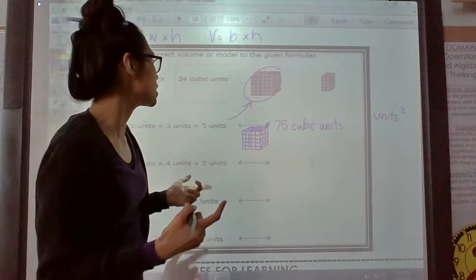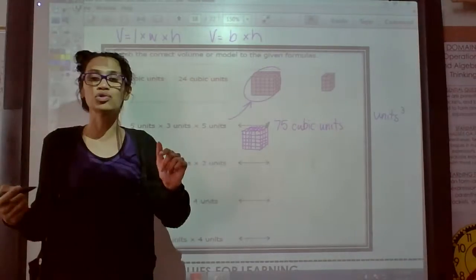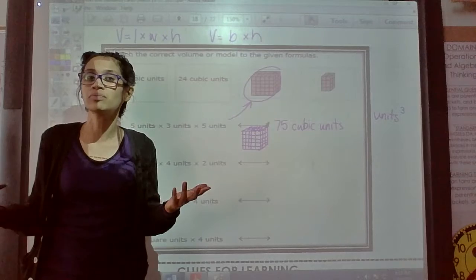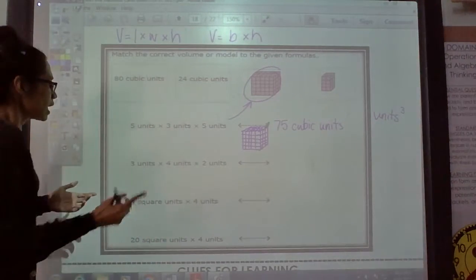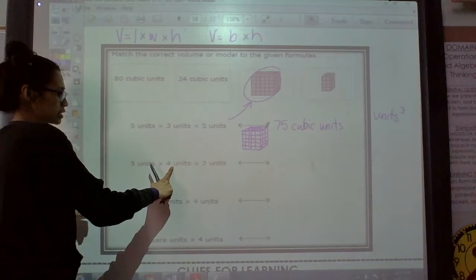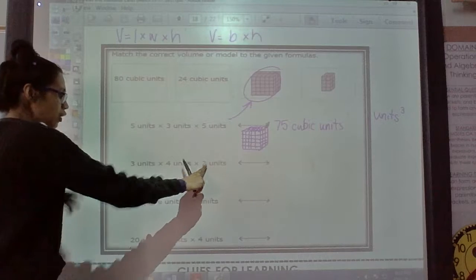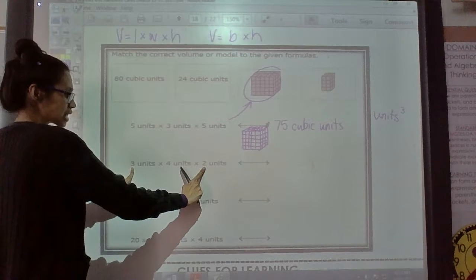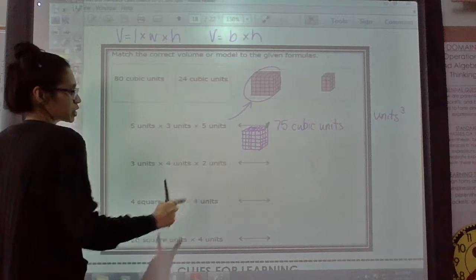Moving on to the next one. I have 3 units times 4 units times 2 units. What do we do to find the volume? Multiply all those units together. I can do 3 times 4 is 12, times 2 is 24, or I can do 3 times 2 is 6, times 4 is 24, or 4 times 2 is 8, times 3 is 24.